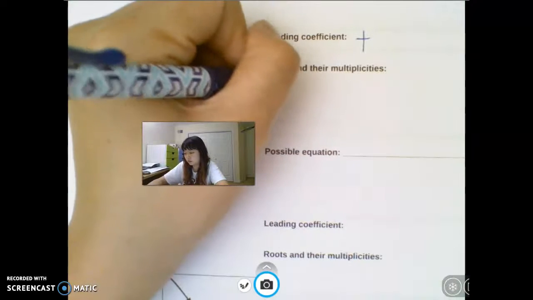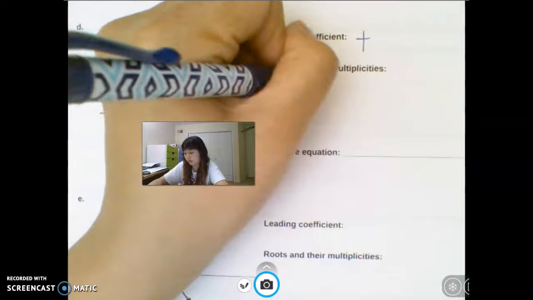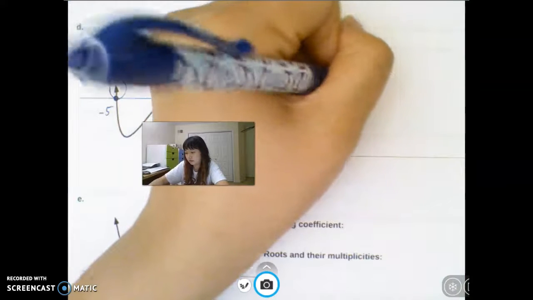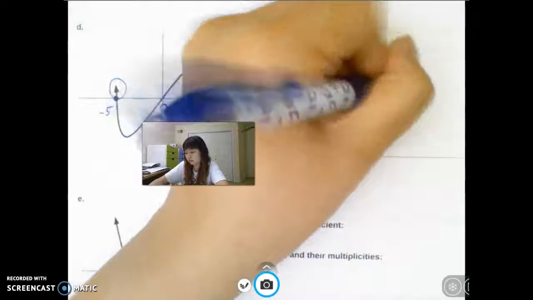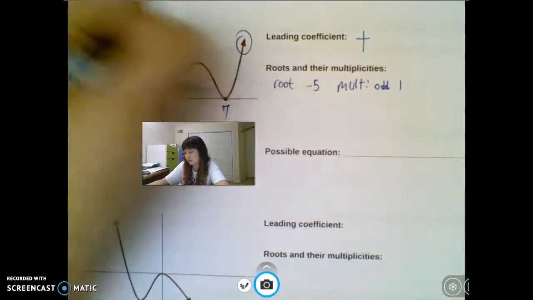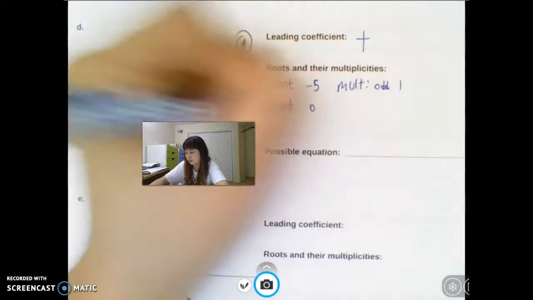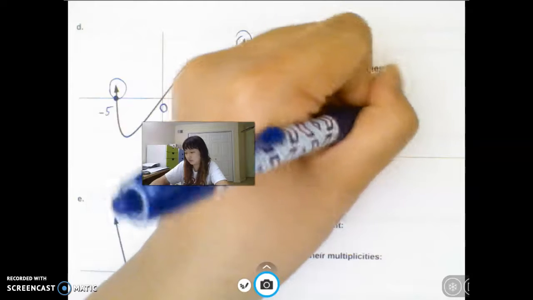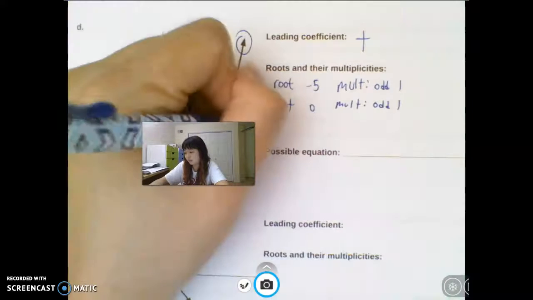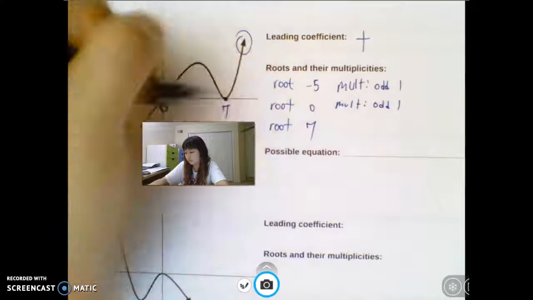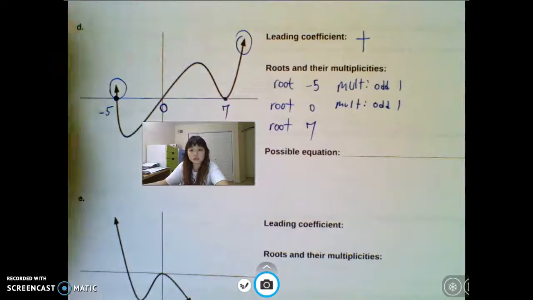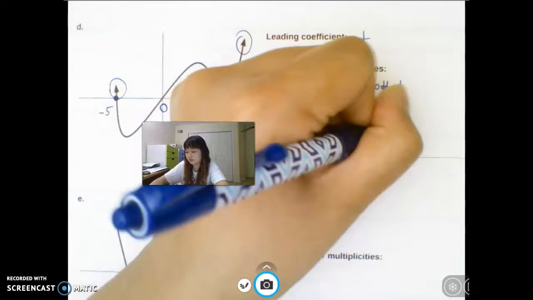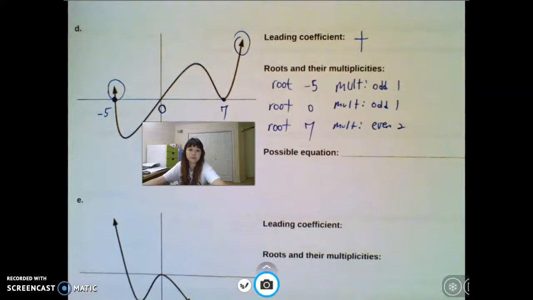Roots, I call it -5, and it passed. So multiplicity would be odd. So maybe I'll call it 1. At 0, it passed. Multiplicity odd, so I'll call it 1. And at 7, it didn't get to cross, it bounced off. So that means multiplicity is even. So maybe 2. I mean, it could be 4.